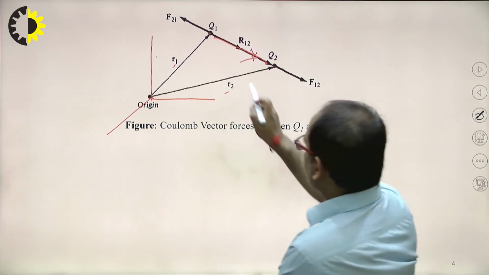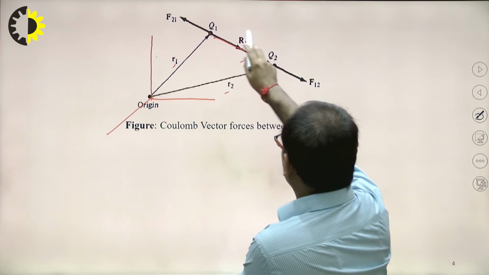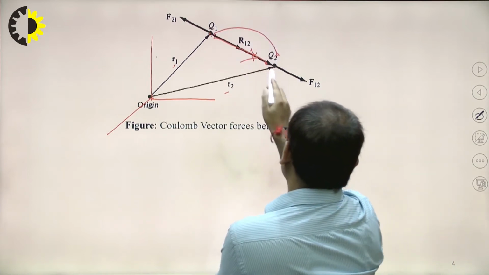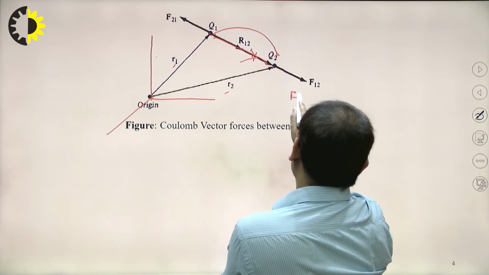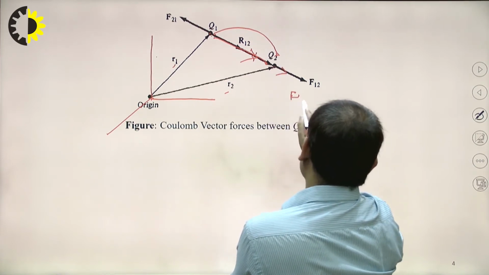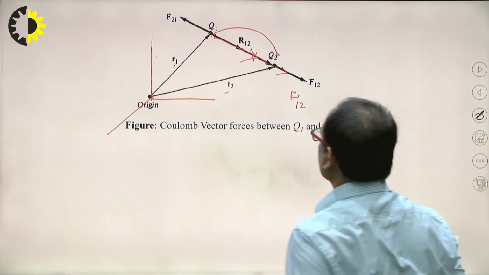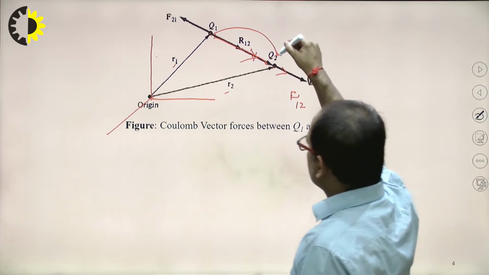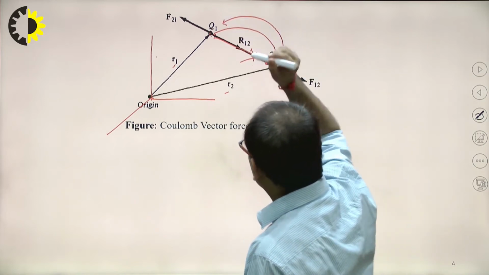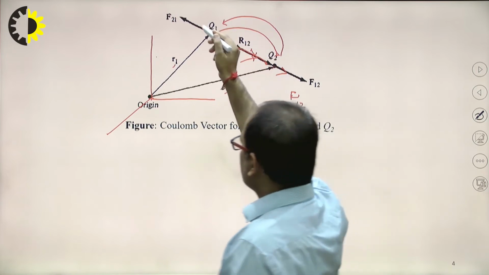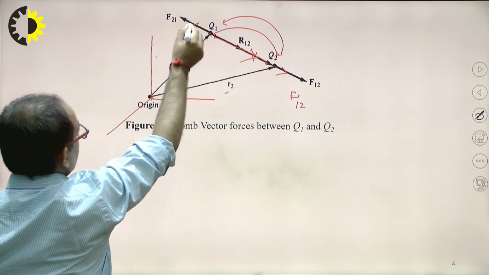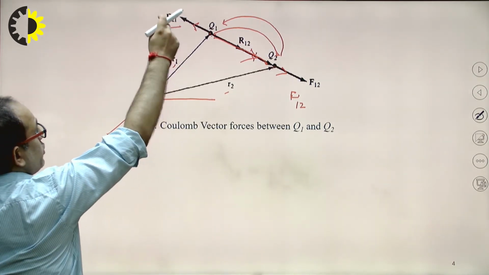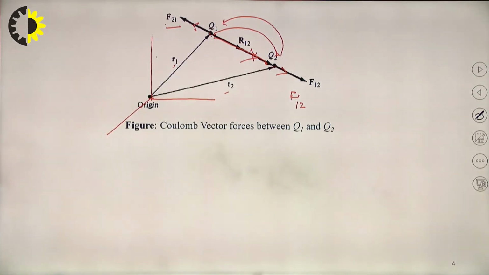Now if q1 is applying some force on q2, then the force will be in this direction, and that is denoted by F12. Similarly, q2 will apply some force on q1, and the force direction will be this, that is F21, the force on q1 due to q2. Clear?